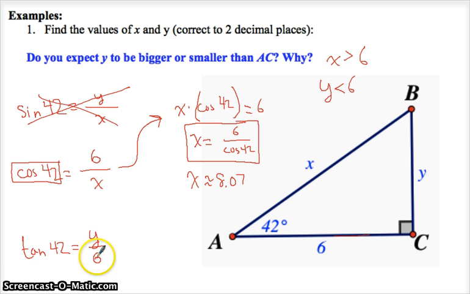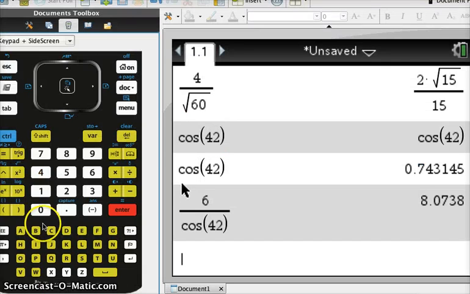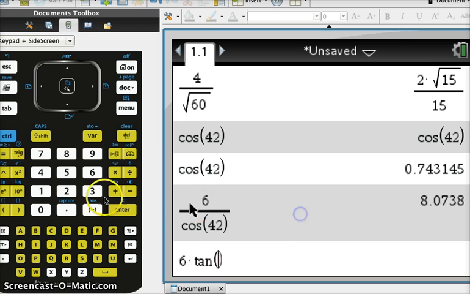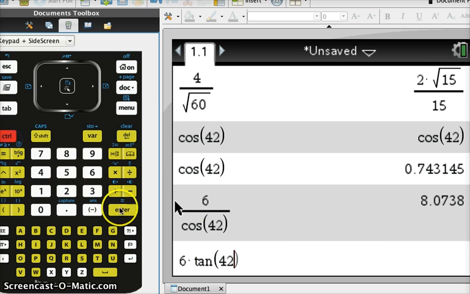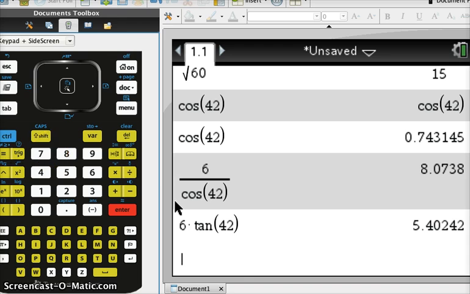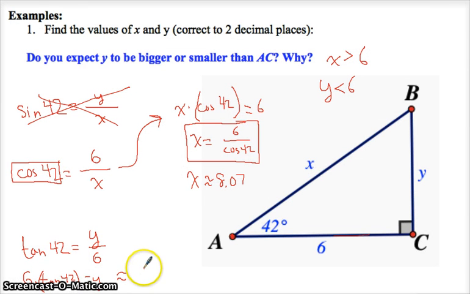Tangent of 42 is supposed to equal y over 6. Well, again, let's get y by itself. I could get y by itself if I multiply both sides by 6. And think of tangent 42 as a number. Tangent 42 is a number, and that's supposed to equal y. So 6 times the tangent of 42, and I'll get a decimal for that. Same way, 6 times trig tangent 42, and I want an approximate answer, and I get 5.40.